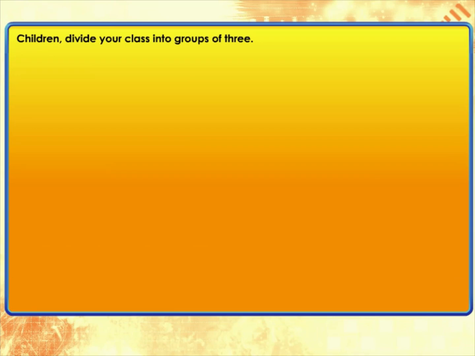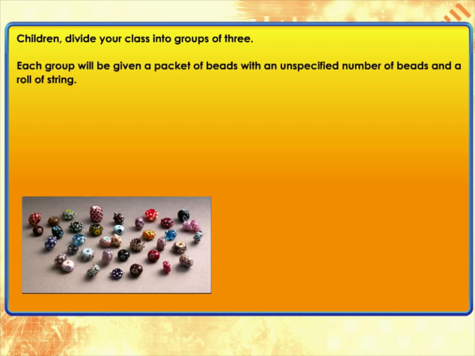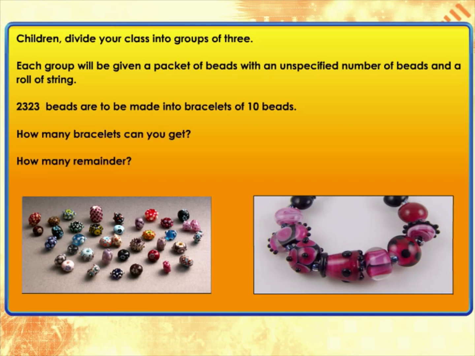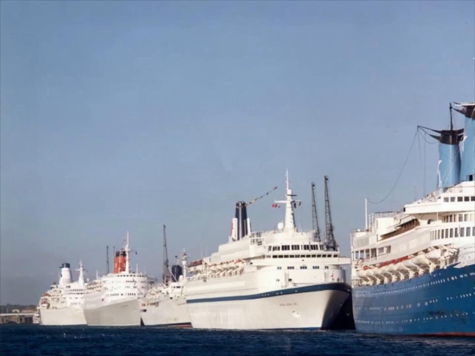Children, divide your class into groups of 3. Each group will be given a packet of beads with an unspecified number of beads and a roll of string. 2,323 beads are to be made into bracelets of 10 beads. How many bracelets can you make? How much is the remainder?